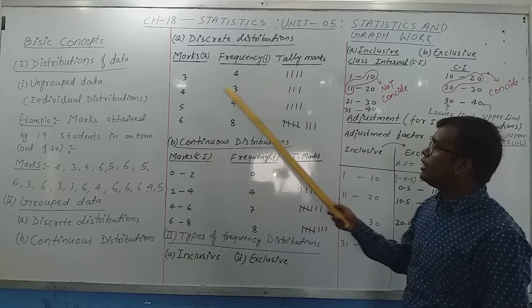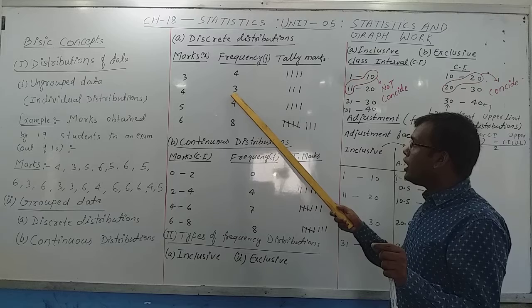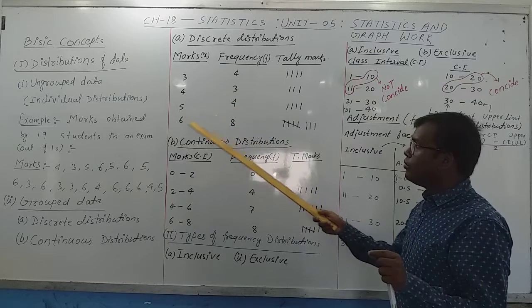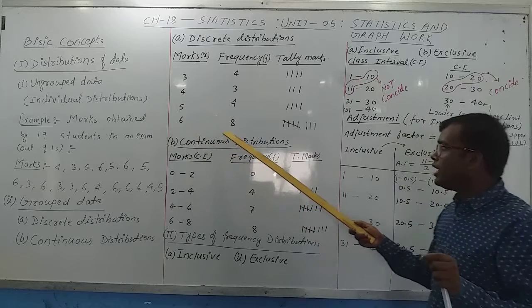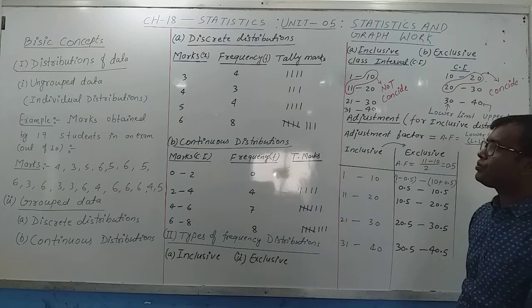1, 2, 3, 4. Similarly, marks obtained of 4 are 3. Marks obtained of 5 are 4. Marks obtained of 6 are 8. And here it is the tally marks. Hope all of you know this thing.